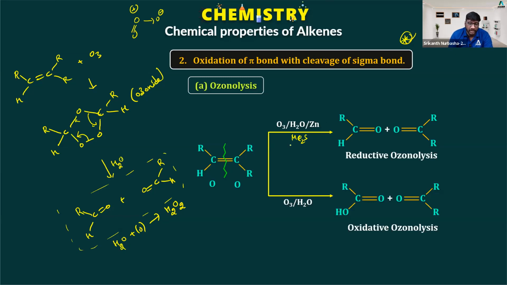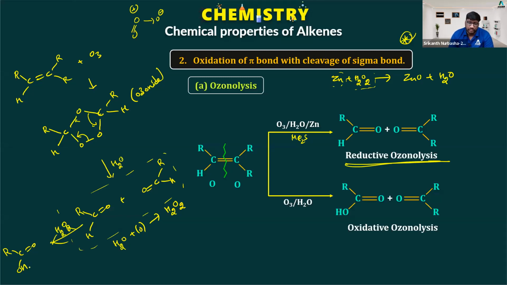If we have zinc or dimethyl sulfide, that zinc will react with H2O2 to form ZnO, zinc oxide, and H2O. Water is formed back. If we do not have zinc or Me2S, this H2O2 will be present in the reaction mixture and will act as an oxidizing agent, oxidizing the respective aldehydes to acids. Ketones are not oxidized, as the oxidation of ketones involves cleavage of a carbon-carbon bond. But RC=H is an aldehyde, right? It reacts with H2O2. If we have zinc, the reaction stops here, reductive ozonolysis. If we do not have zinc, further oxidation occurs to form RC=OH.